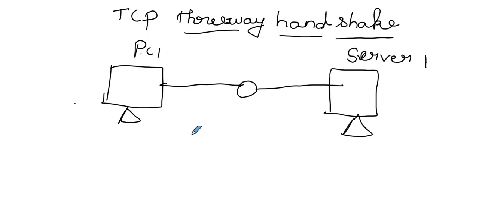Now PC1, if they want to connect, they first have to establish a TCP connection. There will be two flags in the TCP. One is the SYN flag.